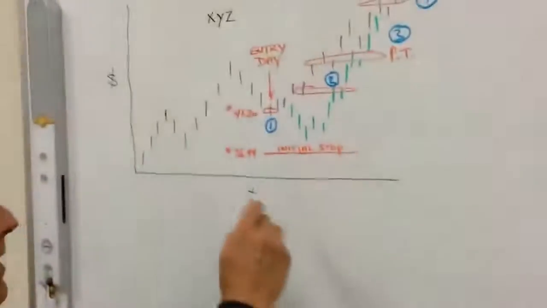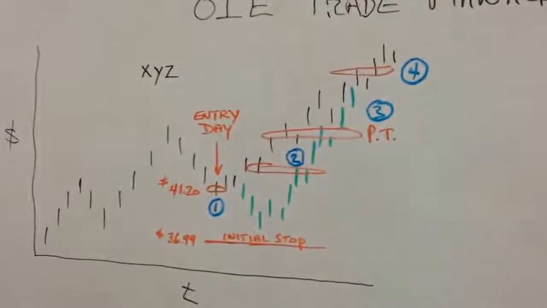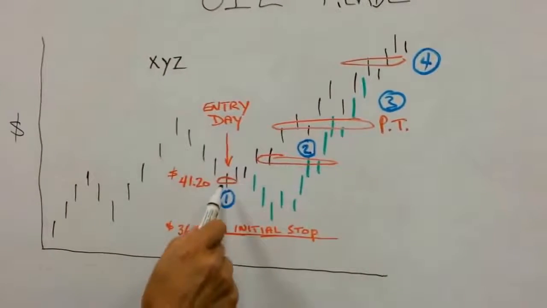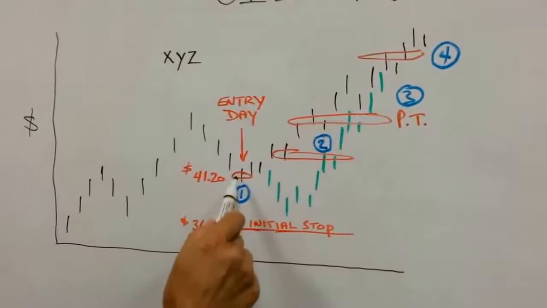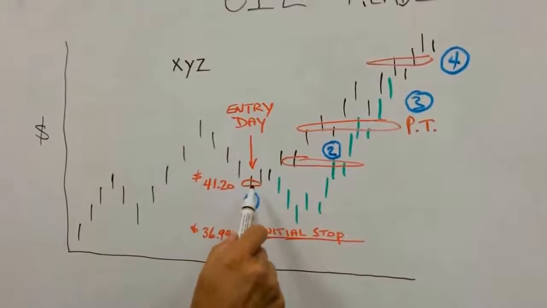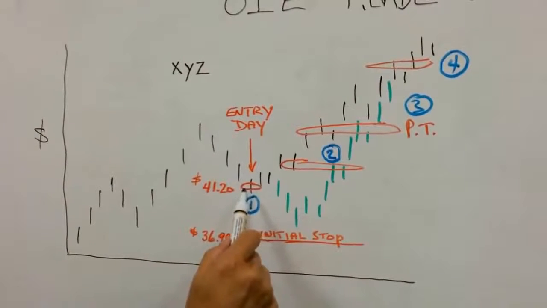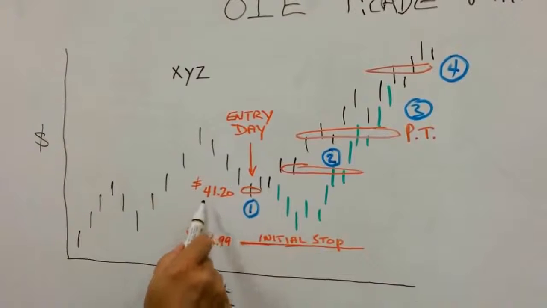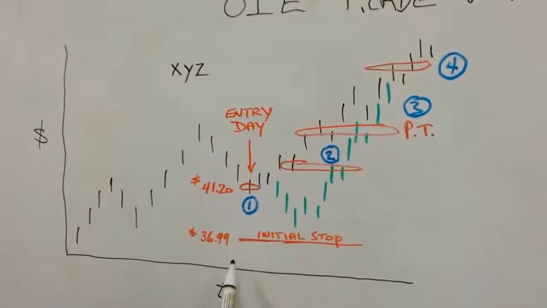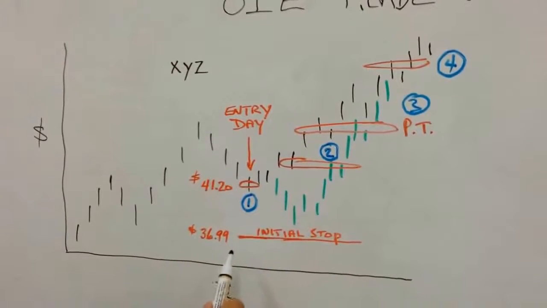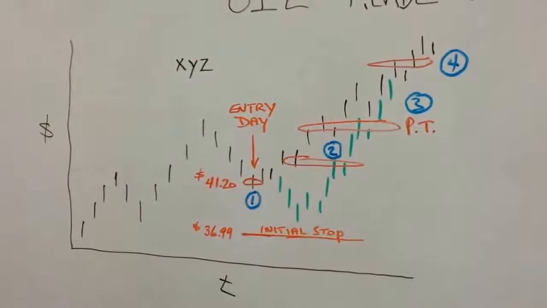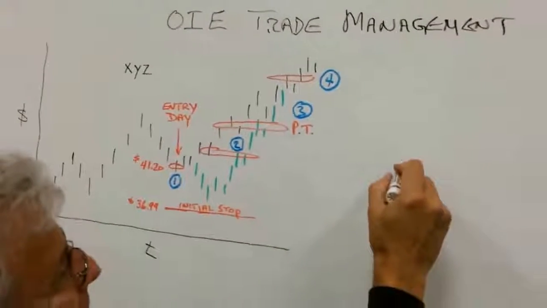So here we have a hypothetical stock XYZ, and you can see that it's in an uptrend. I've just called this particular day here the entry day because that's when we would have received an alert to buy a call option with the Options Income Engine software. At that point, the stock was trading, let's say, at $41.20. Now we're going to go ahead and buy that, but then we're going to load in our initial stop, and we're going to load in a profit target. So let's do that first.